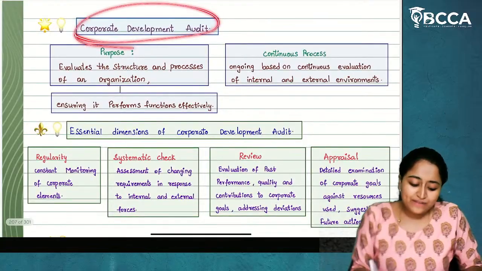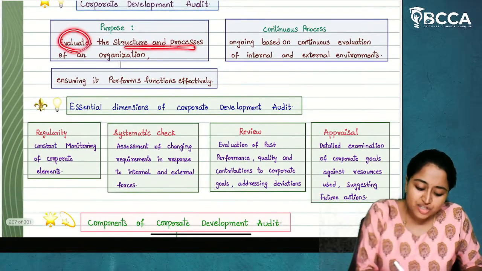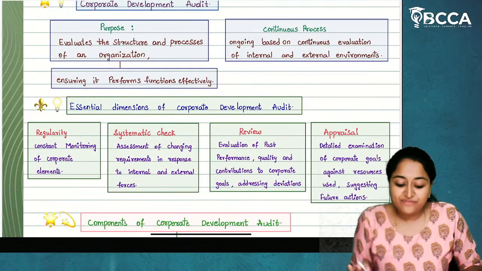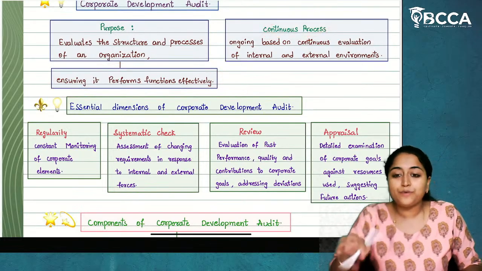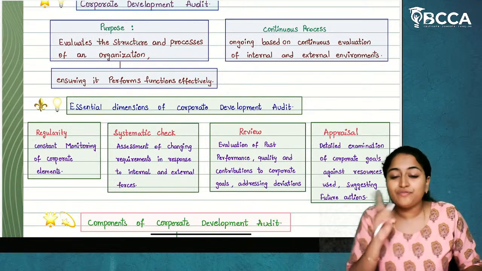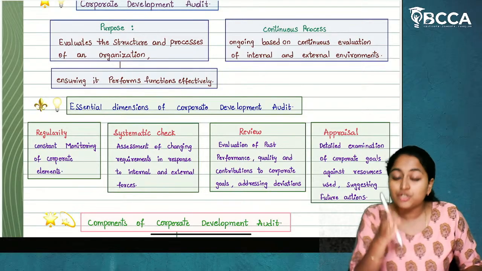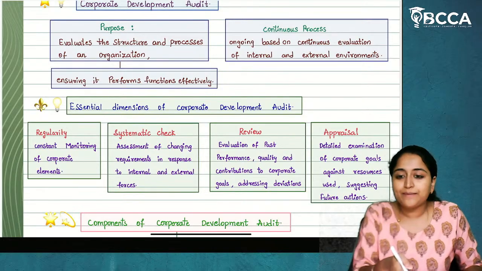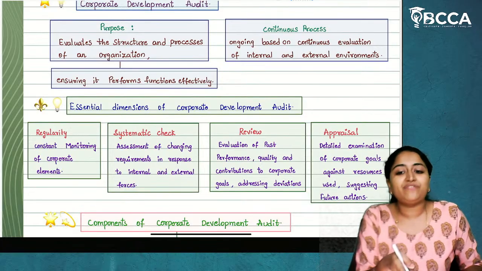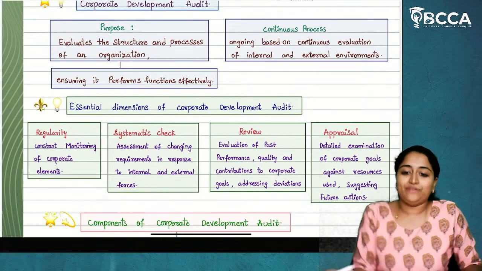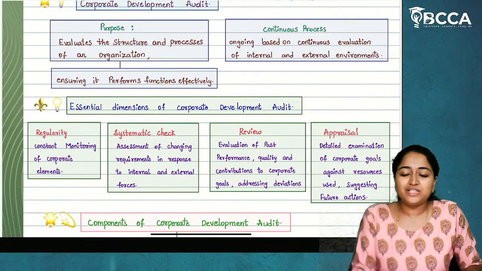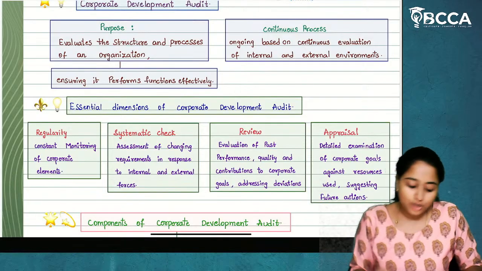Corporate development audit evaluates the structure and process of an organization, ensuring it performs its functions effectively. It is not a one-time process, it is an ongoing process, because the development of an individual or the organization will not stop. If you have learned something today, tomorrow you are going to learn something new. Today you think that you have developed, tomorrow there is more development. So corporate development will always be a continuous process, not a one-time process.